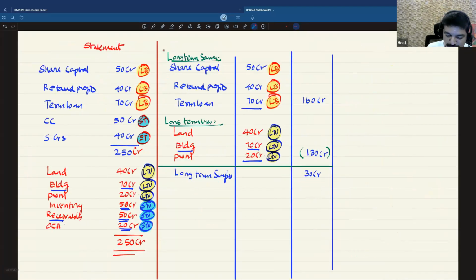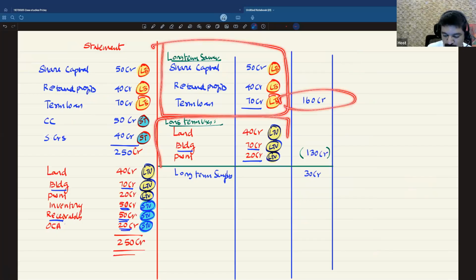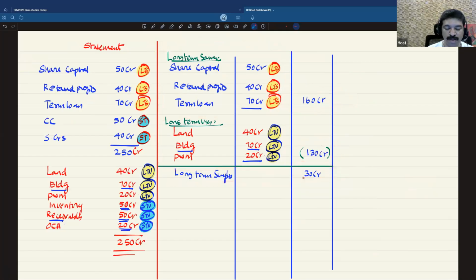But this statement beautifully shows you that long-term funds that have come in as 160 crore, long-term use is 130 crore, and they have surplus of 30 crore. So now the question will arise, hey, what did they do with this surplus? Where is that money? And the answer is going to lie in the statement itself because we have not completed the statement yet. Why? Because we have not yet factored the short-term sources and uses.